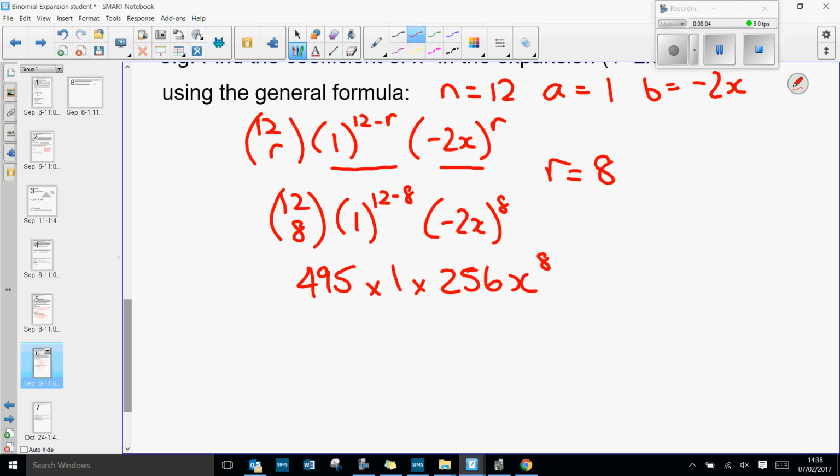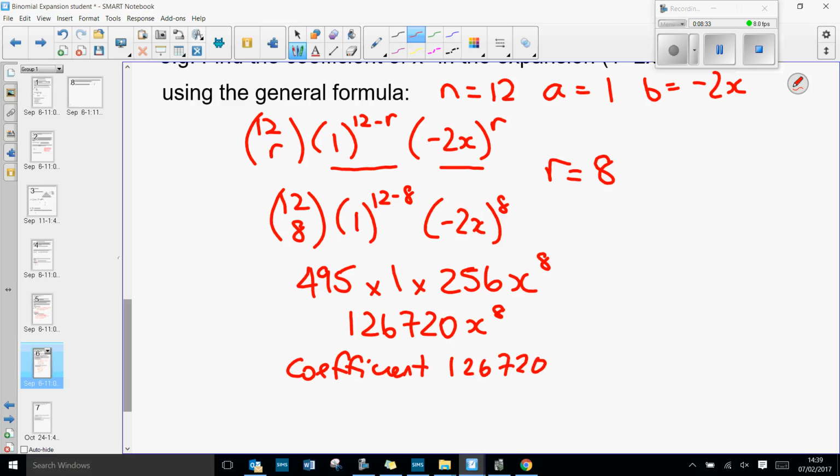The final thing we have to do is multiply 495 and 256. That gives 126,720. So the coefficient is just 126,720.